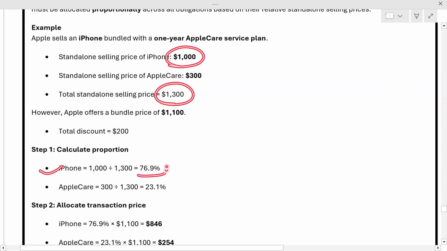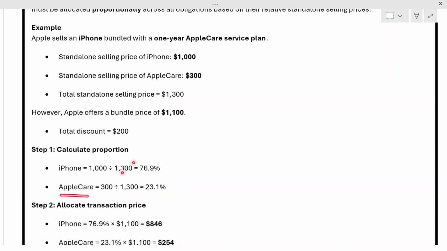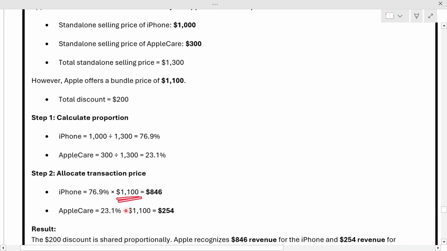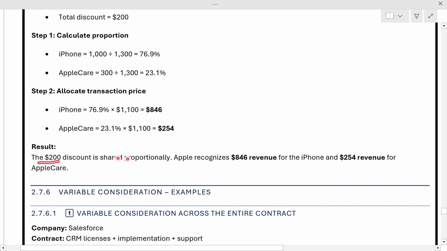So iPhone will have 76% as the revenue or transaction price, and Apple Care will be 300 divided by 1300. So that will be having 23% as their transaction value. So out of the total transaction value of 1100, 76% will be iPhone and 23% will be Apple Care. The result is that the discounts got allocated.